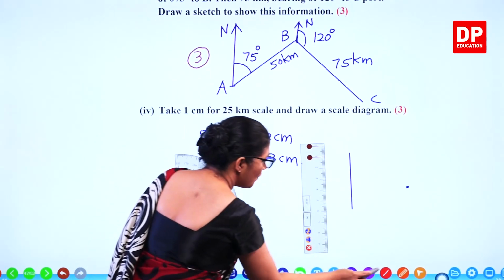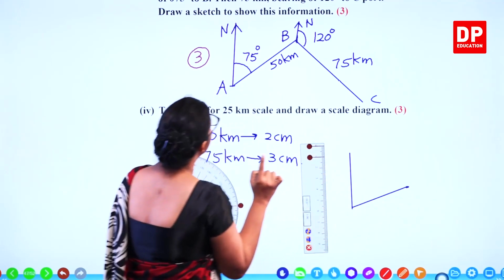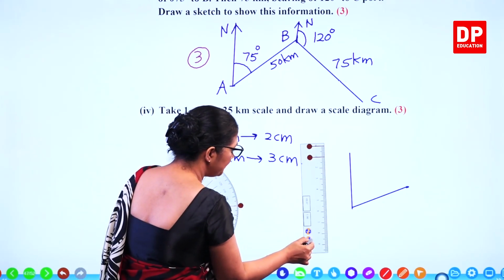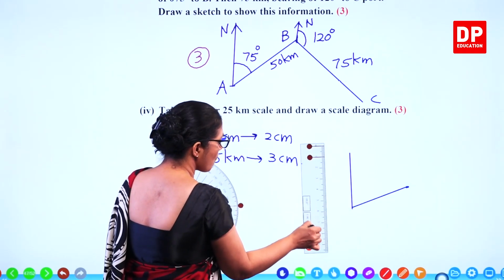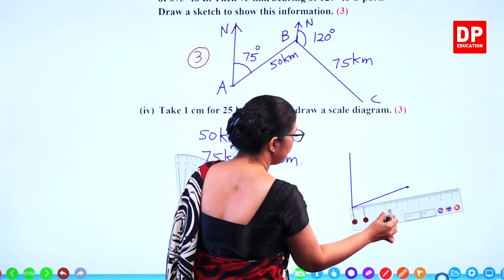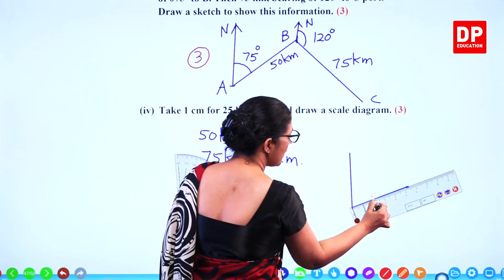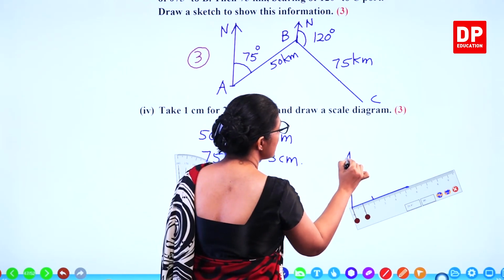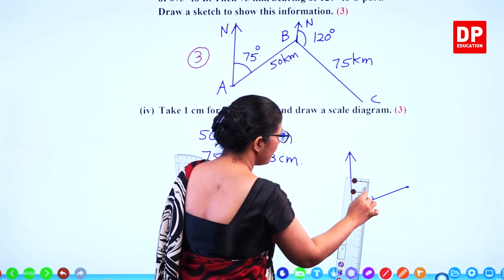Now here, this is the point and this is the distance. Now how many centimeters? 50 means 2 centimeters only. So we'll take the ruler and measure 2 centimeters from here, only up to here. Then you have to draw the north line to that. So this is north, again a north line to that, which means parallel to this one.